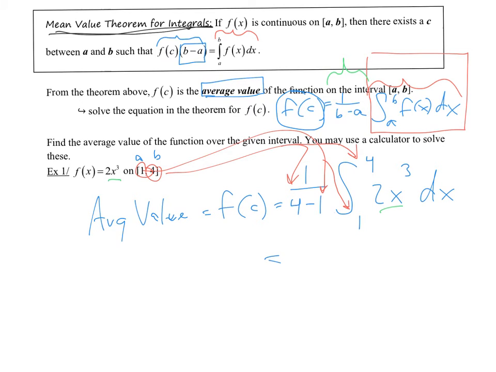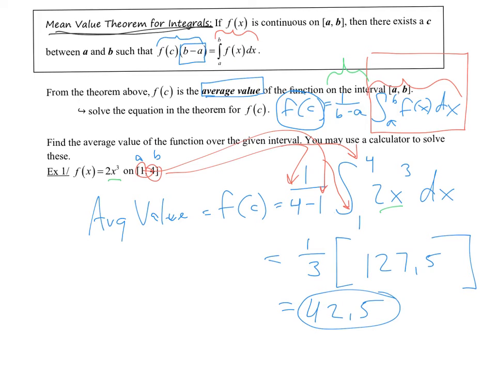So let's see, what is 1 over 4 minus 1? Well, that's just 1/3. And what's the integral from 1 to 4 of 2x cubed? Well, you could just put that in your calculator. Now, you could do this by hand, too, and you might have a professor next year that asks you to do that. But for this lesson this year, you could just put this in your calculator, Math 9, and that would be 127.5. And so when you do 1/3 times 127.5, you get an answer of 42.5. 42.5 is the average value over that interval.